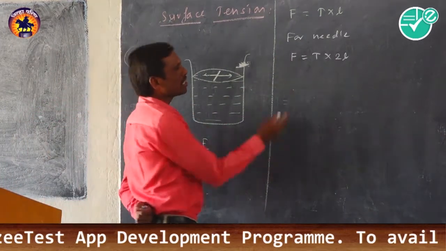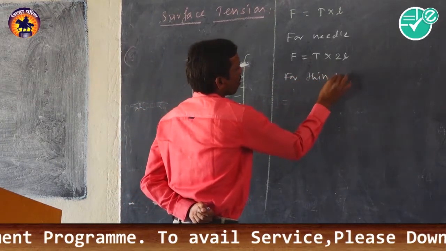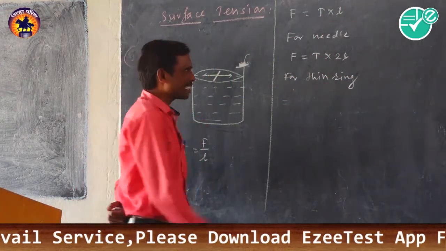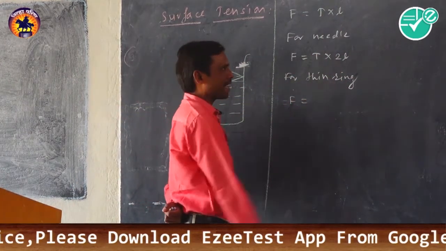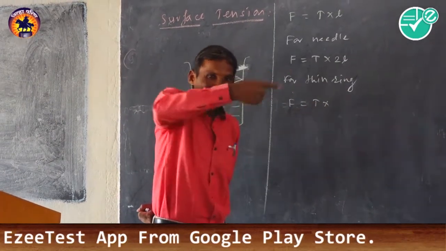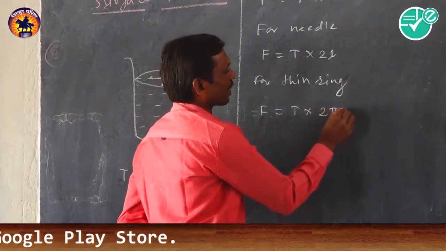In the same way, now consider a thin ring of radius small r. In this case the force experienced by that thin ring is surface tension into the length of that ring, and here the length is equal to the circumference of the ring.